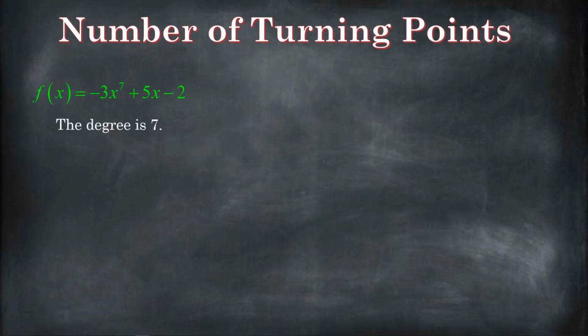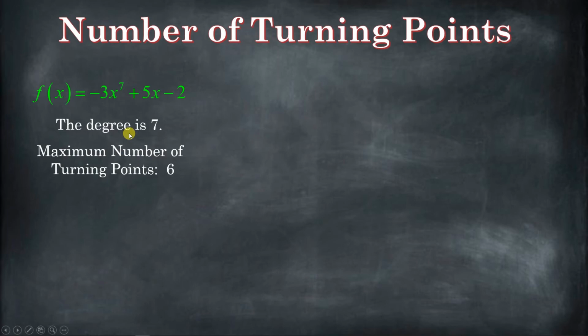This right here, f of x equals negative 3x to the 7th plus 5x minus 2, that has a degree of 7, right? The biggest exponent is 7. The number of turning points this could have, the maximum number, is 6. Could it have 7? Could it have 8? It's going to be 1 less than the degree.